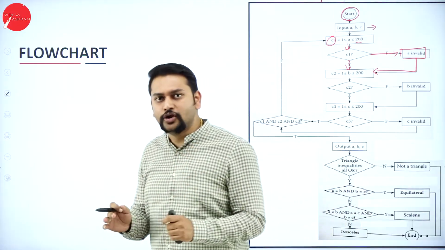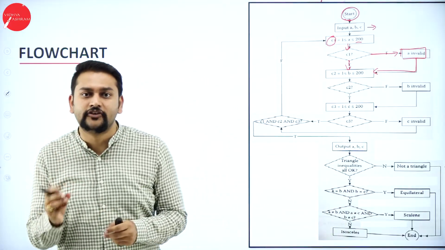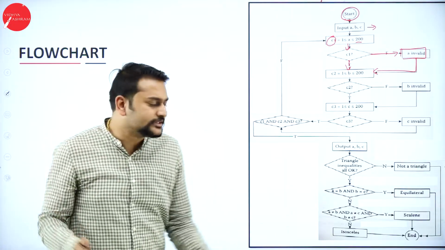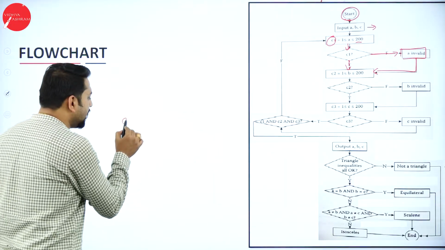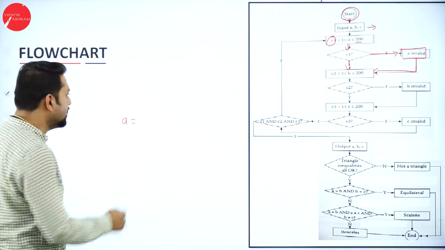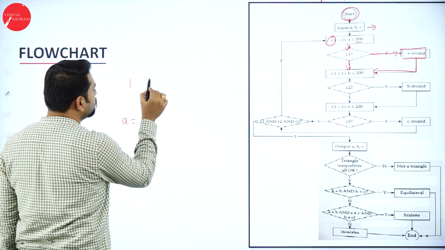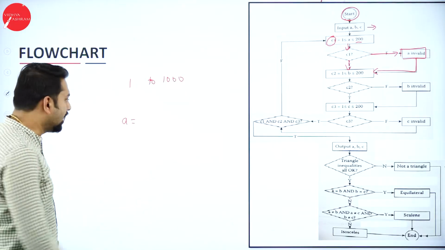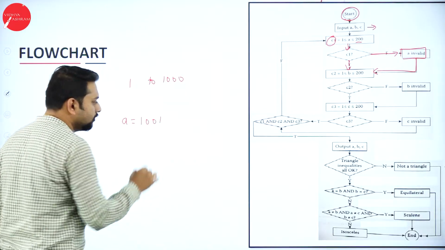Suppose the value you have entered is not in the range, then it will say that it is invalid. Say for example, I'm entering the value for A. Let's imagine my range is 1 to 1000, so within this I have to enter the value. What will I enter? I will enter 1001.